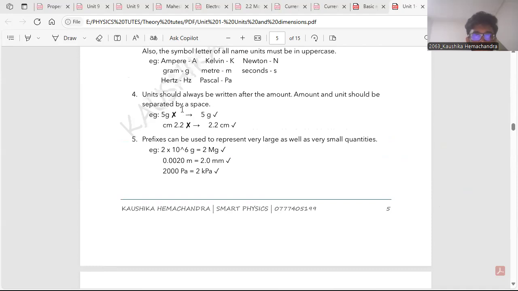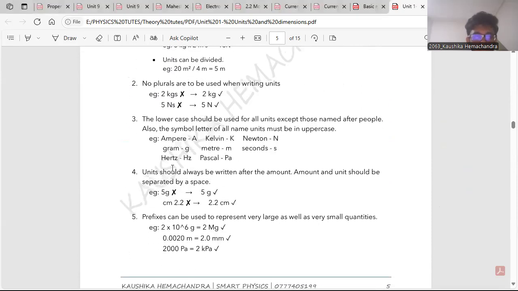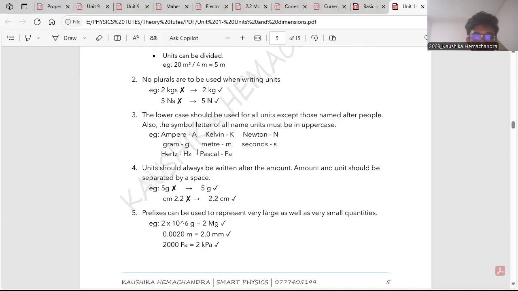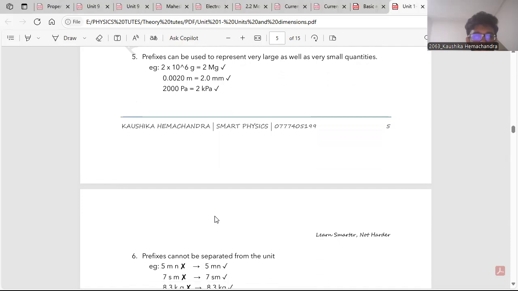Yes. So there are rules to obey in writing SI units. Up until the fourth one, we will discuss later, right? From the fifth one onwards, it's about prefixes. Those are from the fifth one.